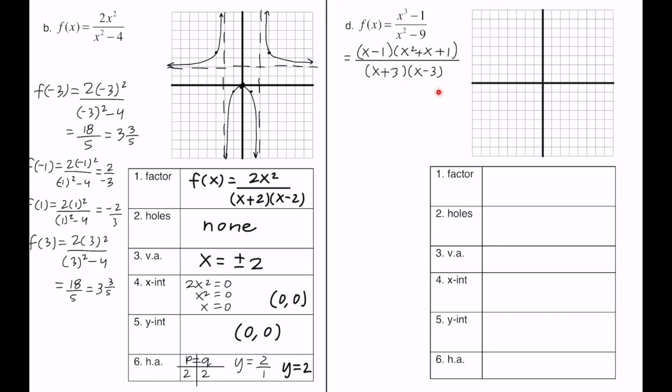And you can see in factored form, nothing cancels. Okay, so I just wrote that in right here. Next, because nothing canceled, there's no holes. To find the vertical asymptote, set the denominator equal to 0, so you get x equals plus or minus 3.